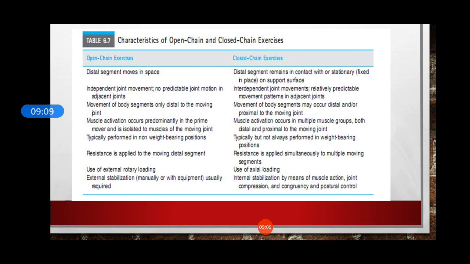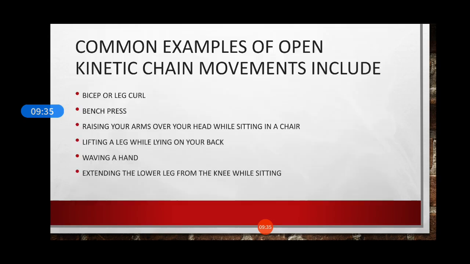Use of external rotatory loading is helpful in open chain, but axial loading is used in closed chain exercises. In open chain exercises, we use external stabilization, while in closed chain exercises, internal stabilization by means of muscle action, joint compression, congruency and postural control plays an important role. This was the differentiation between open and closed chain exercises.